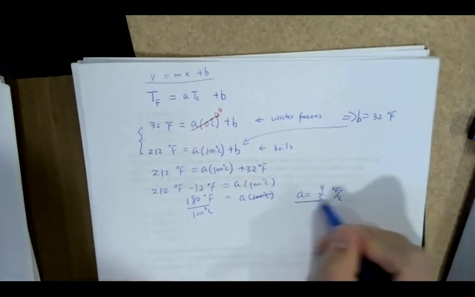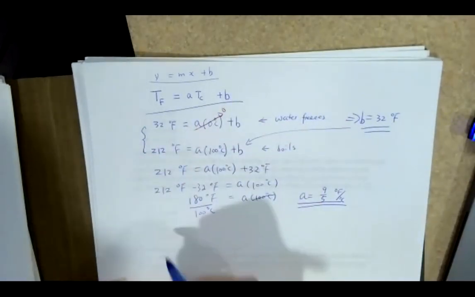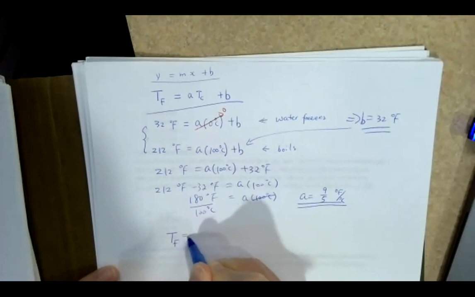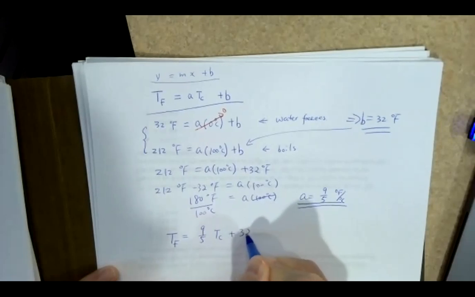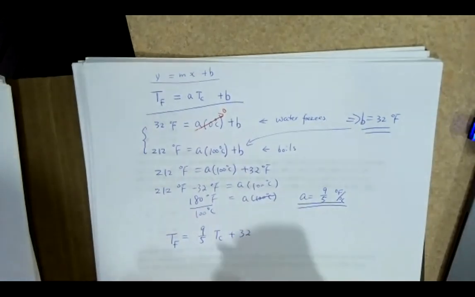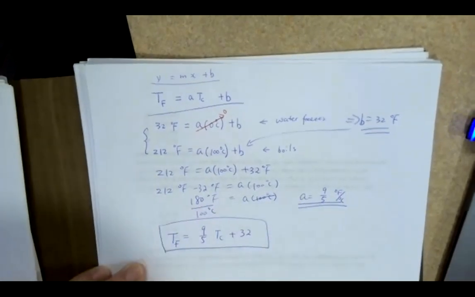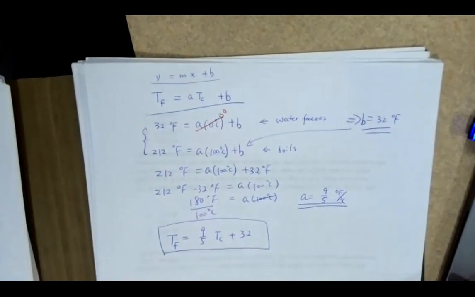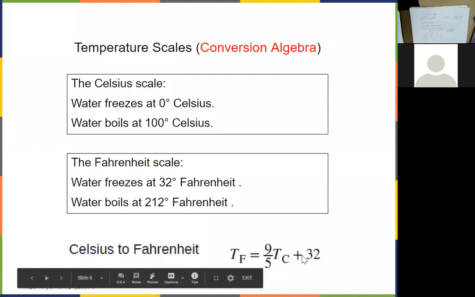So you get your A, you get your B, and this conversion equation can be obtained: 9/5 times TC plus 32. I'm going to just leave the units out, but you can write them in here, it doesn't matter. So that's what we get on the slide, nine over five TC plus 32. This is how you can come to this conversion factor.